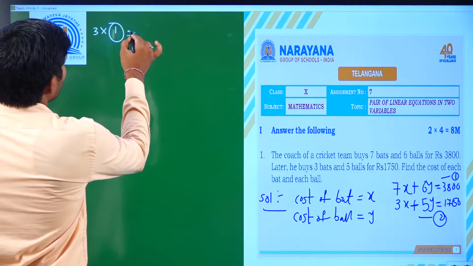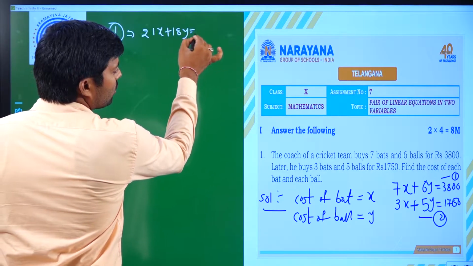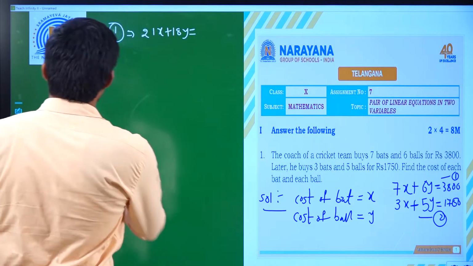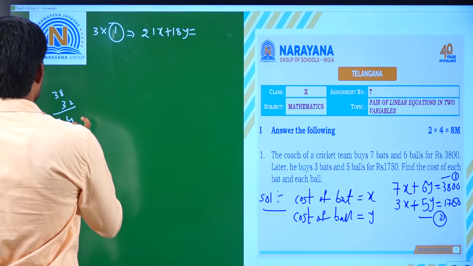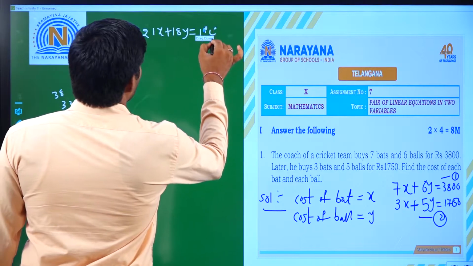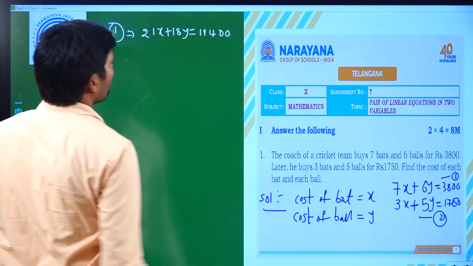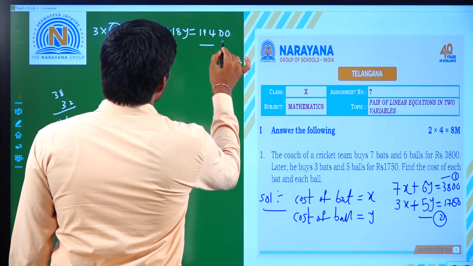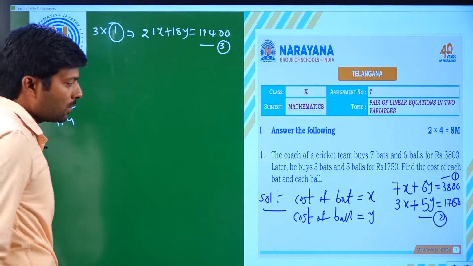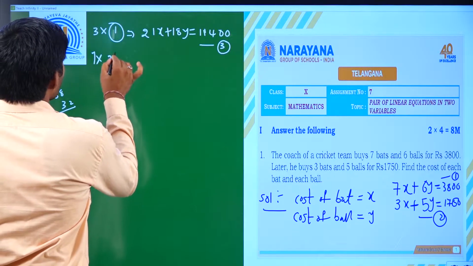It will become 21x plus 18y is equal to, 38 into 3, that is 11,400. Let me take this as the third equation. Next, multiply the second equation with 7, that is 7 into equation 2.